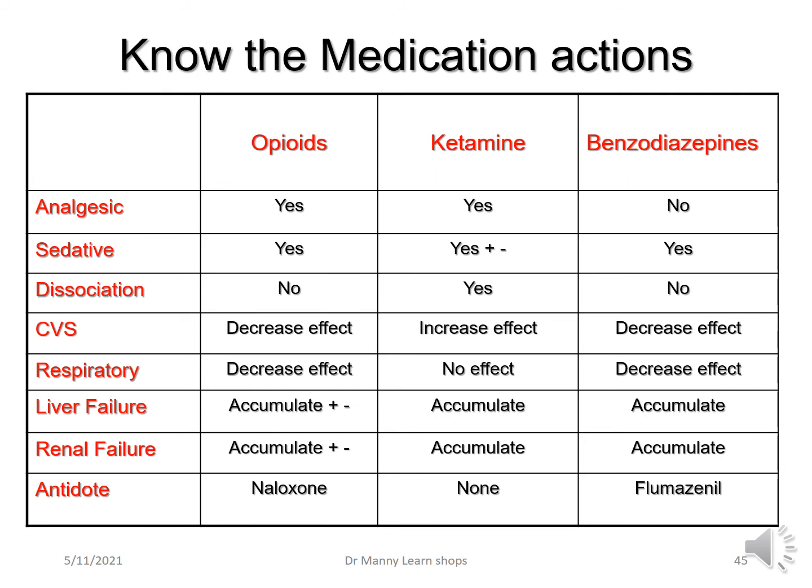Liver, if you've got liver failure or renal failure, they can all accumulate. They can all accumulate and cause over-sedation. Is there an antidote for opioids? We said naloxone. Narcan. Is there an antidote for ketamine? None. Is there an antidote for benzodiazepines? Flumazenil is the antidote. Versed.